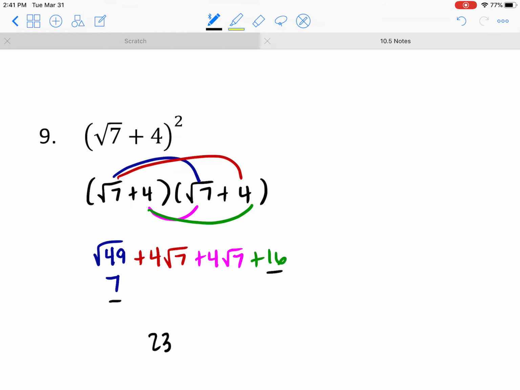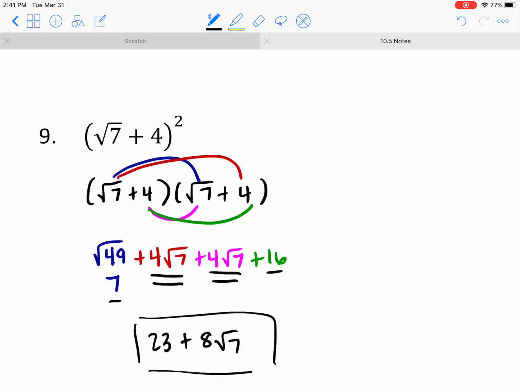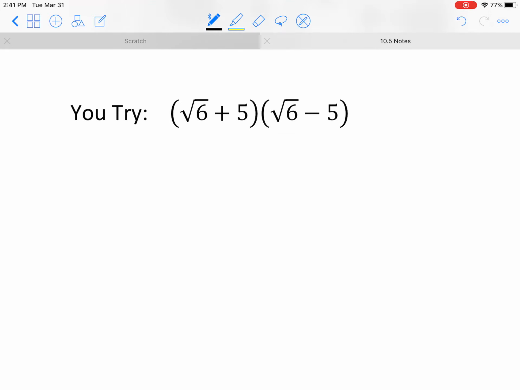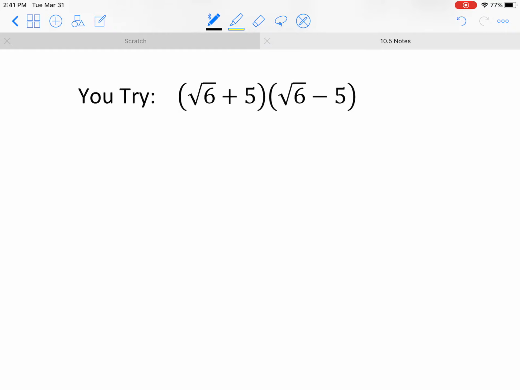So this radical 49 is just 7. And that 7 can be combined with that 16 to make 23. And then we have like radicals here as well. 4 radical 7s and 4 more radical 7s gives us 8 radical 7s. And again, don't try to combine those. In the same way you couldn't put together 23 and 8x, you can't put together 23 and 8 radical 7. So that's going to be our final answer on that guy.